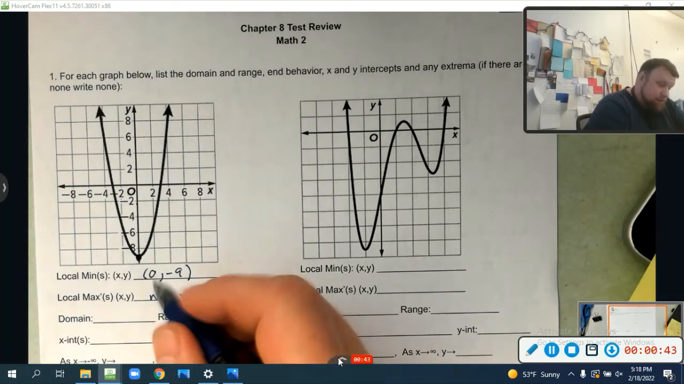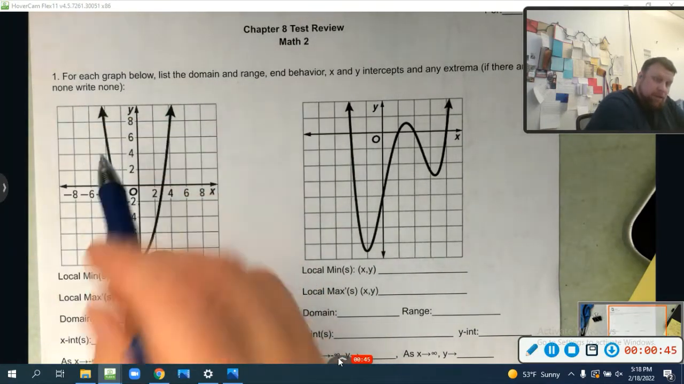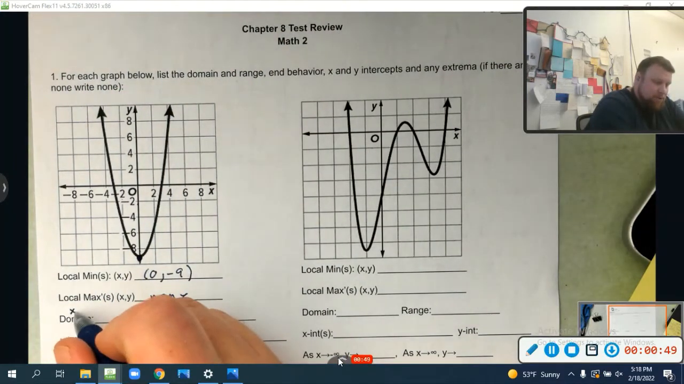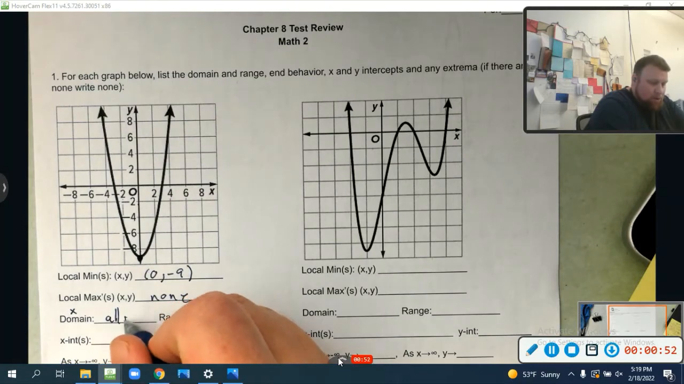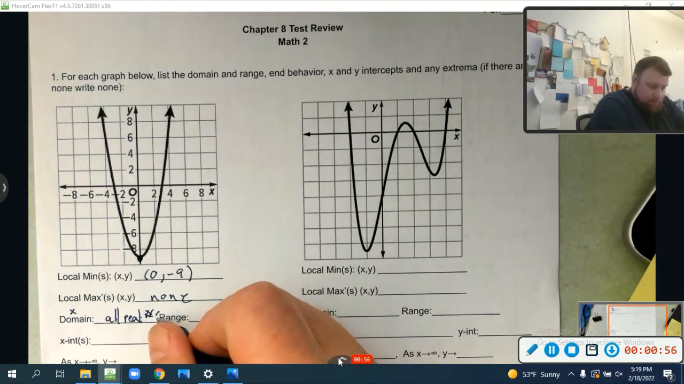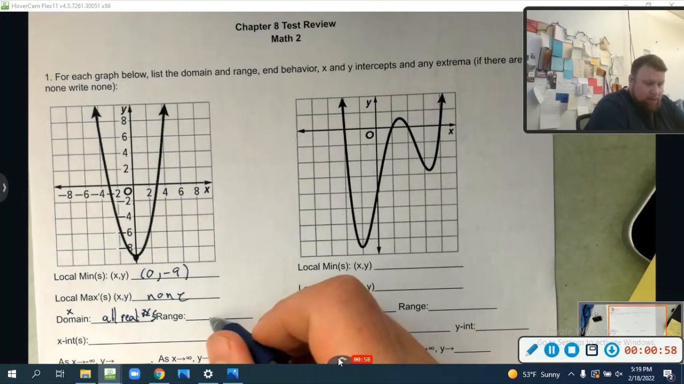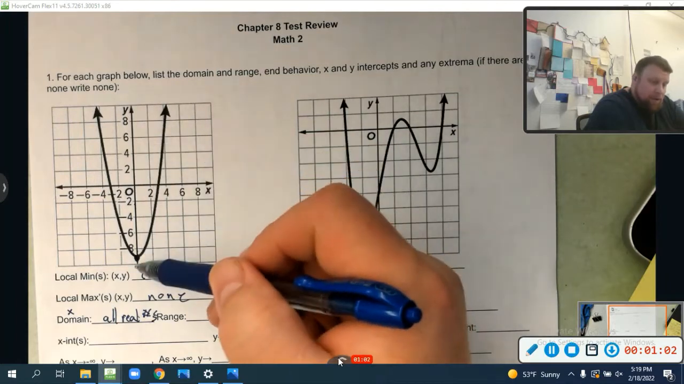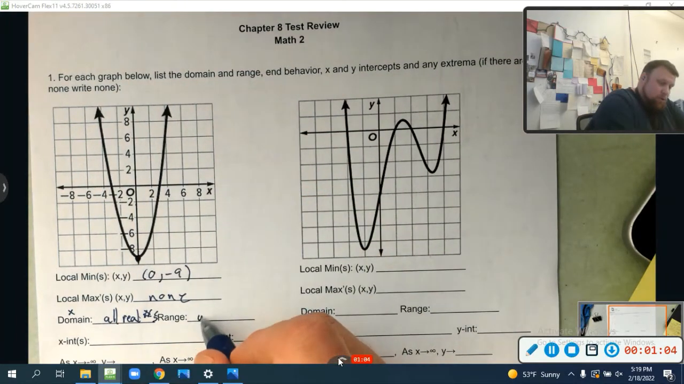What is the domain? Well, notice how that's going forever left. It's kind of curved. It's going forever right. So our domain is our x values, right? And it's all real numbers, or all x. What's our range? Well, our range is going up forever, but it really starts here at -9. So y is greater than or equal to -9.